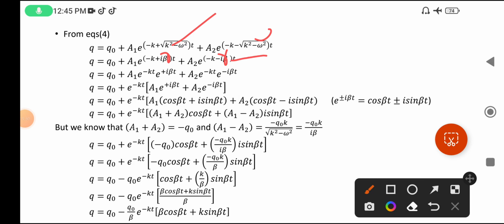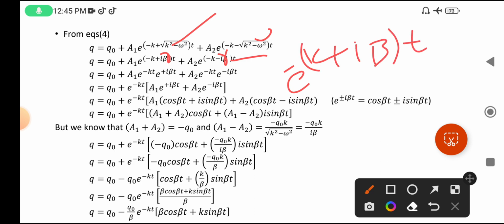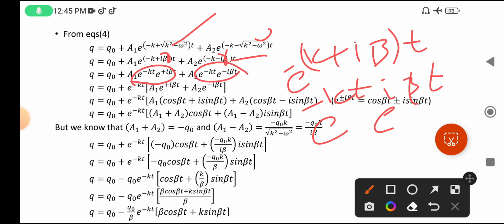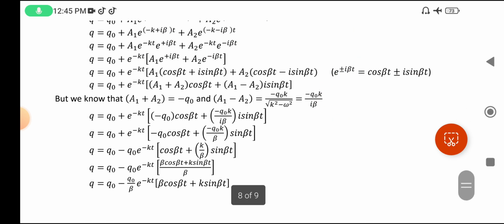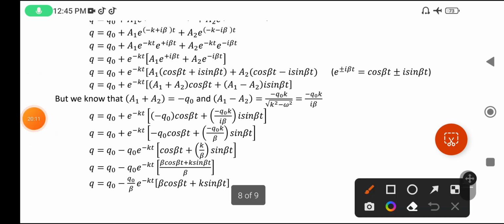Now multiply t value inside and separate it. e power of minus k plus i beta into t can be separated as e power of minus kt into e power of i beta t. So like this it is separated here and here also separated. Now take outside common factors. So this one and this one are common factors, so taken outside.